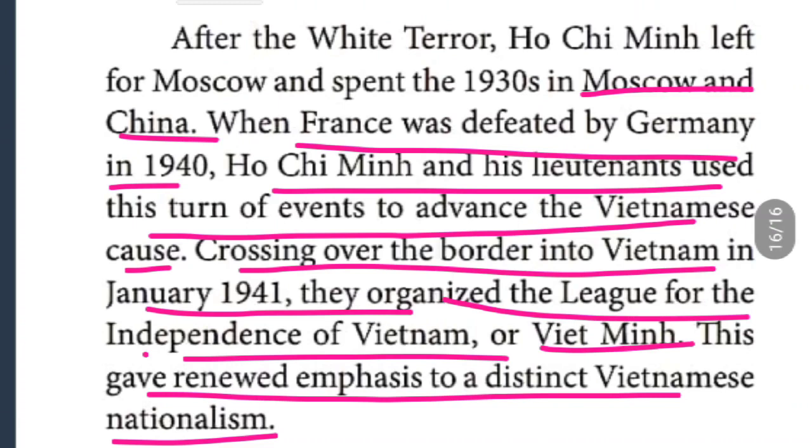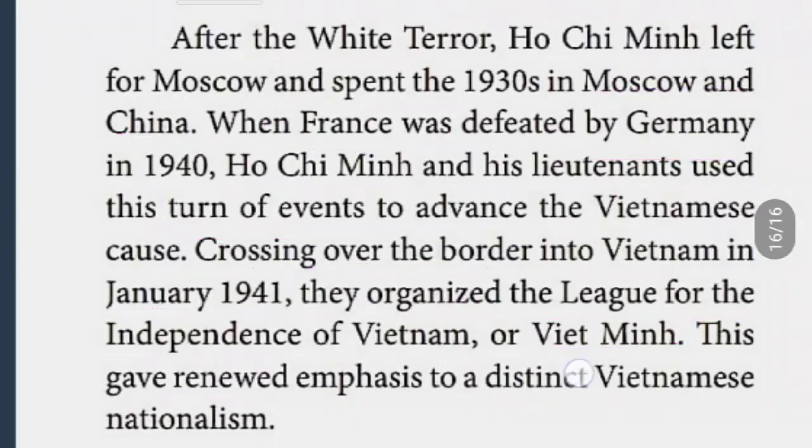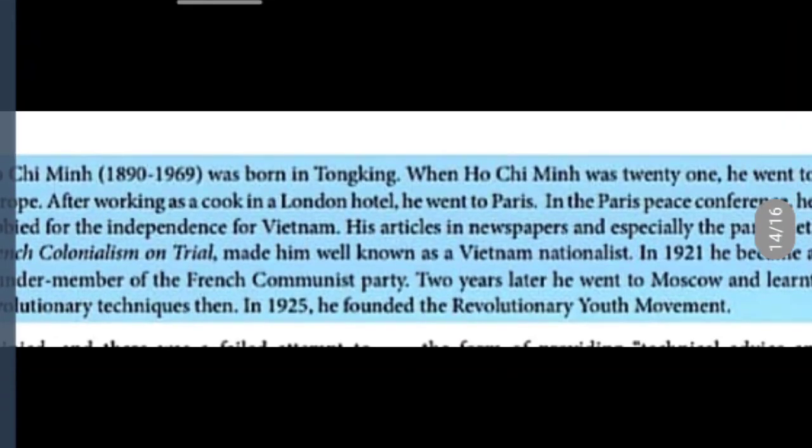It's given here. Moreover, one more para I have to tell, children. Here in the blue color box, you can check it, Ho Chi Minh's life history is given. He was born in Tonkin. Yes, Tonkin is the name of the place. One word answer, children. Tonkin is the name of the place.